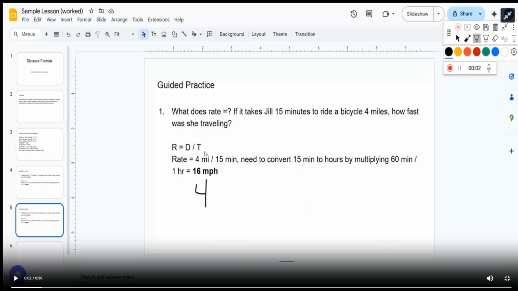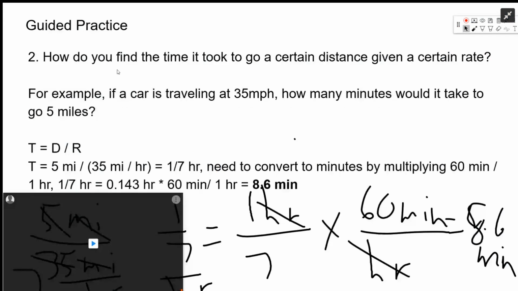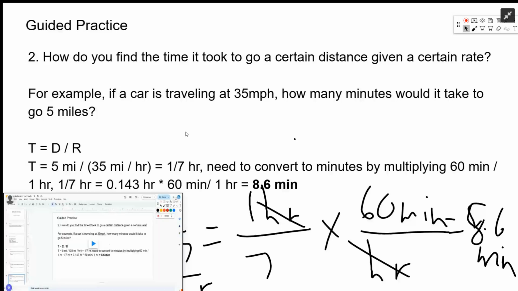All right, so let's take a look at time. So how do you find the time that it took to go a certain distance given a certain rate? For example, if a car is traveling at 35 miles per hour, how many minutes would it take to go 5 miles? So our formula for time is distance divided by rate.